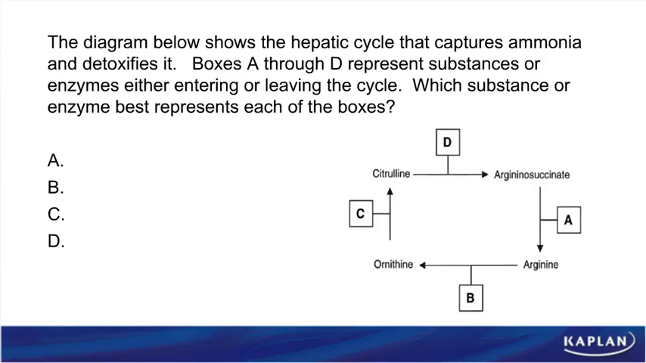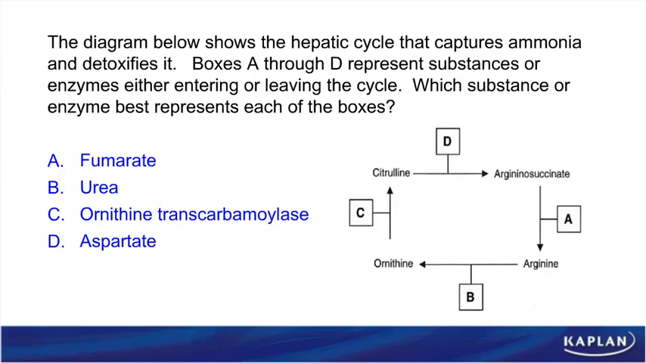The diagram below shows the hepatic cycle that captures ammonia and detoxifies it. Boxes A through D represent substances or enzymes either entering or leaving the cycle. Which substrate or enzyme best represents each of the boxes?